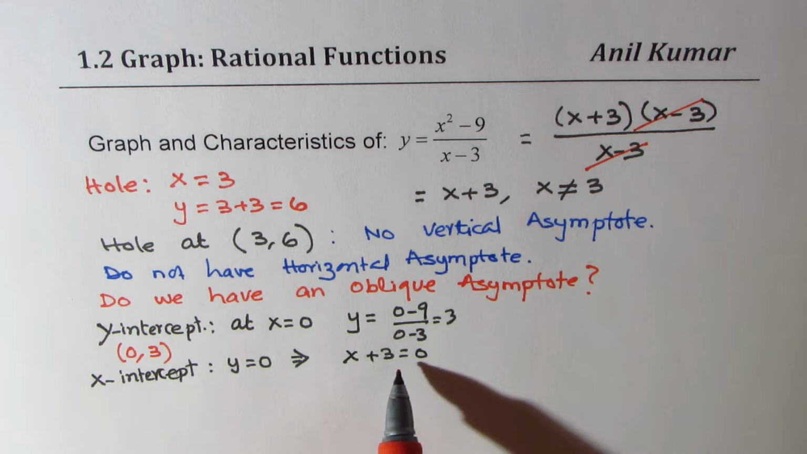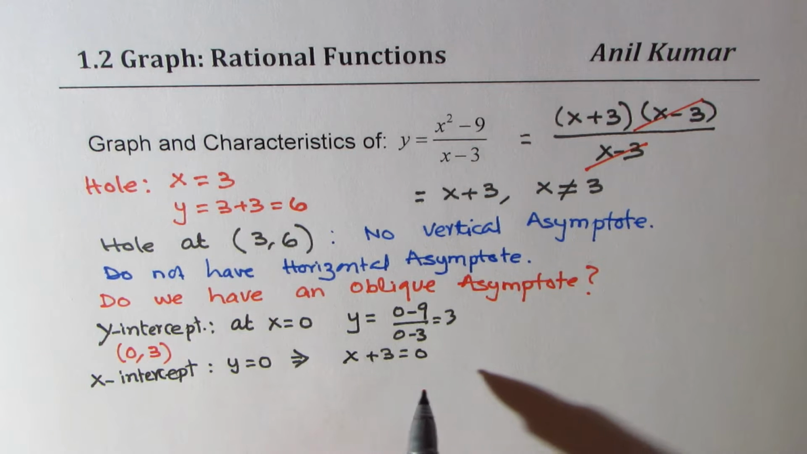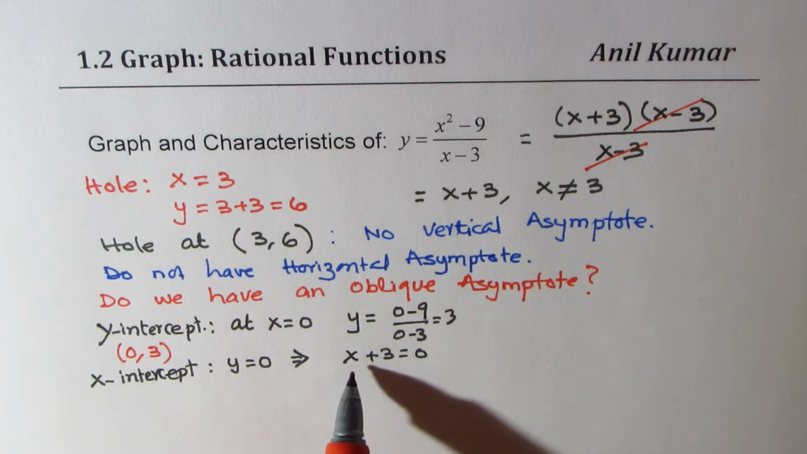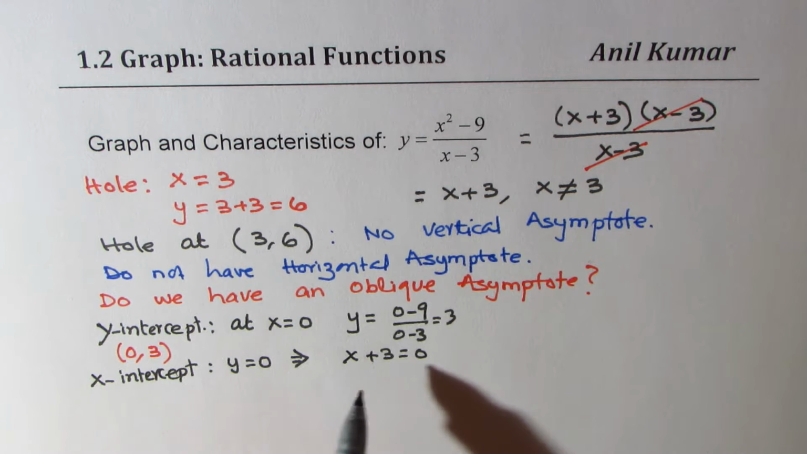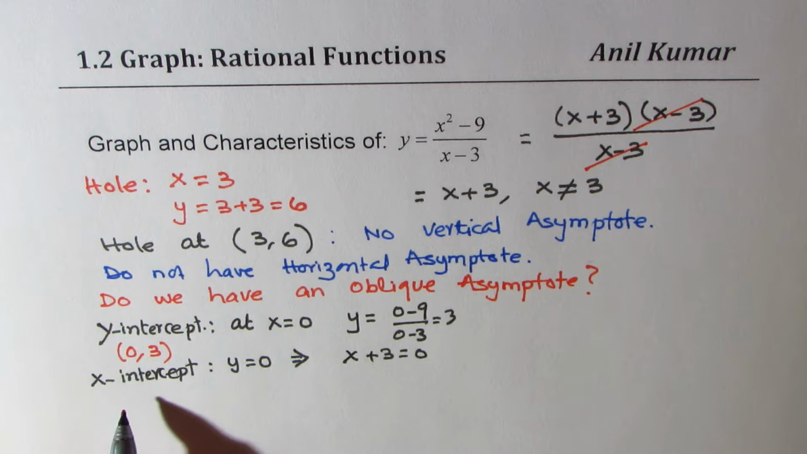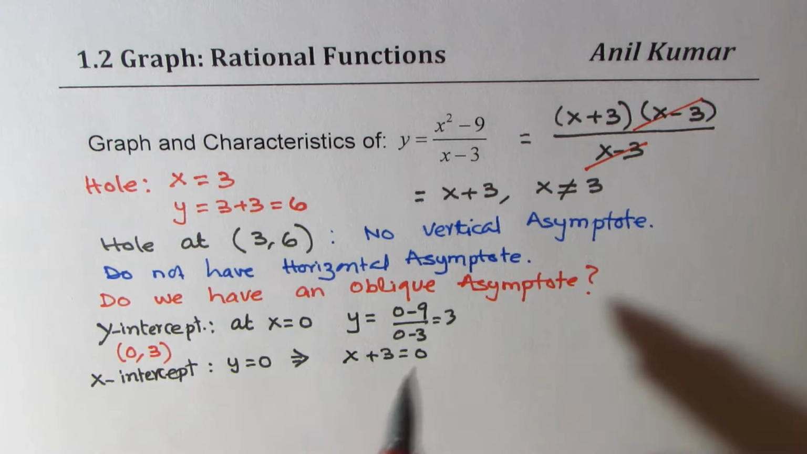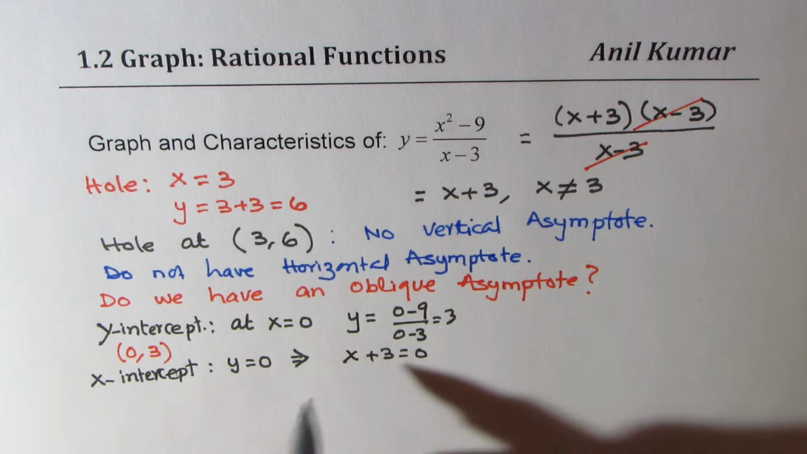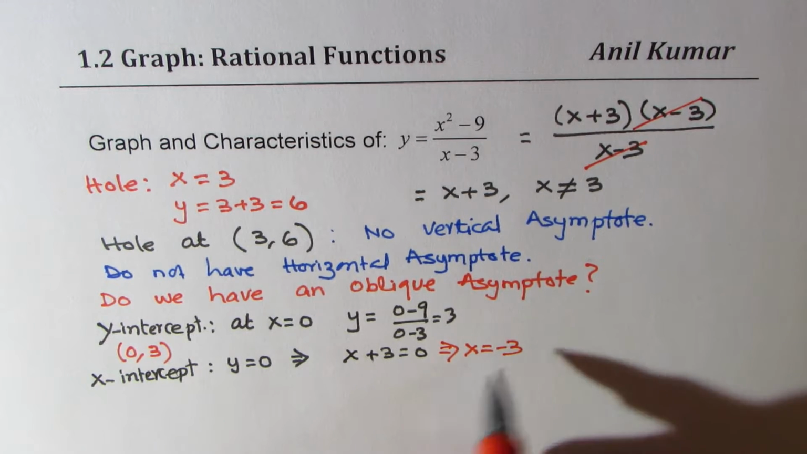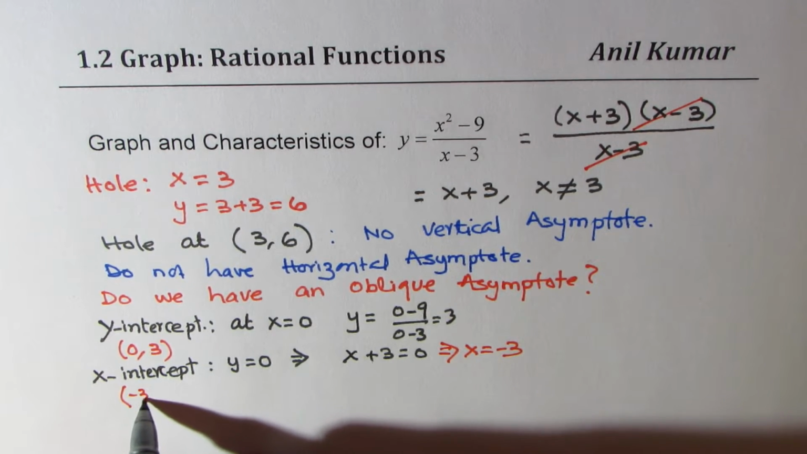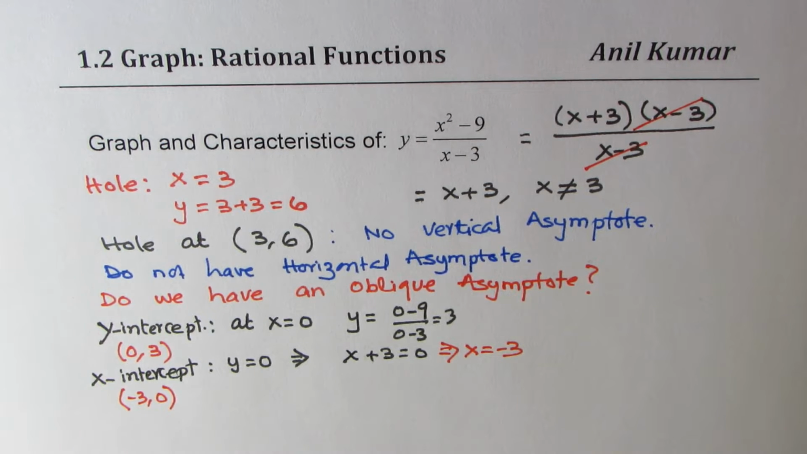Correct? So we get the y, sorry, which gives you the point x, so the x-intercept, yes. So the x-intercept is when y is 0, x plus 3 is 0, and that gives you that x is equal to minus 3, right? Therefore, the x-intercept is at minus 3, 0. Perfect. So we have most of the important parameters which can help us sketch this particular graph.